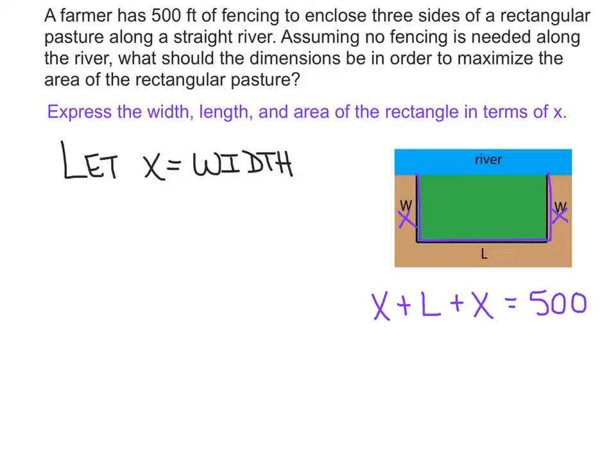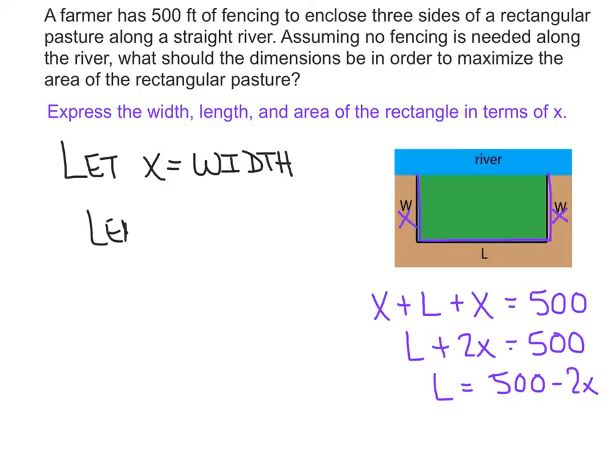And if I was to combine like terms, we could say x plus x is 2x, and then solve for L. And L is going to be 500 minus 2x. Okay, so we'll say length equals 500 minus 2x.